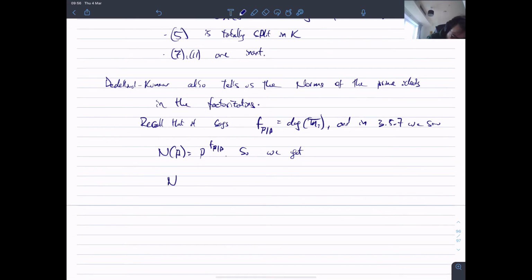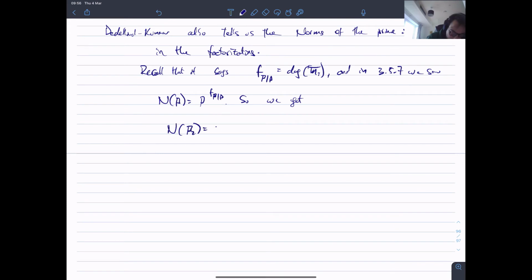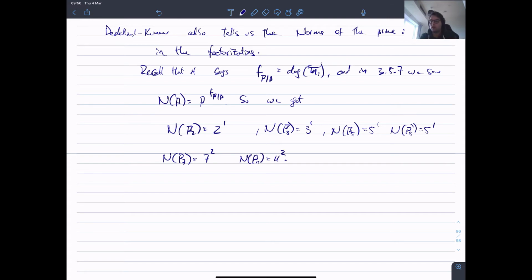So in this case, you get the norm for 2 as well. We've done the number 2, it's the same as in 3. So the norm of P2 is 2 to the 1. Norm of P3 is 3 to the 1. The norm of the first of these ideals above 5 is 5 to the 1, and the other, P5 primed, is also 5 to the 1. And then the norm of P7 is 7 squared, and the norm of P11 is 11 squared. Great.